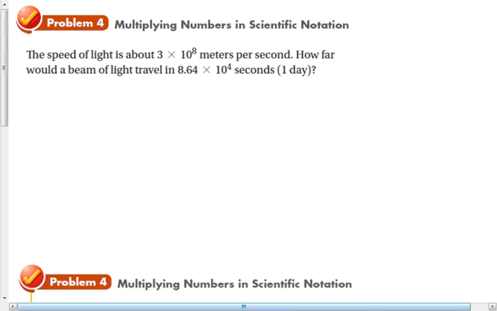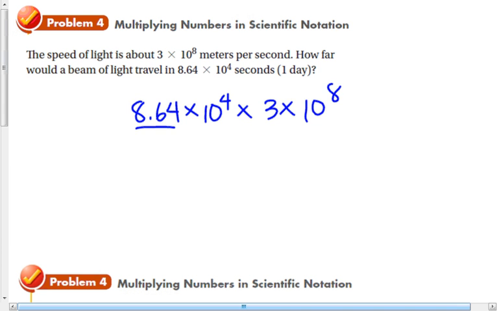All right, let's try another problem where we're using scientific notation here. It says the speed of light is about 3 times 10 to the 8th meters per second. How far would a beam of light travel in 8.64 times 10 to the 4th seconds, 1 day? To figure that out, we're going to take the number of seconds in 1 day, and then we're going to multiply that by how far it goes each second. So 3 times 10 to the 8th.